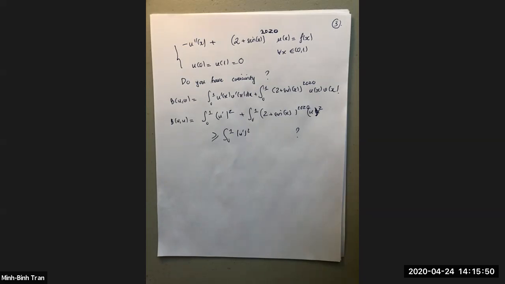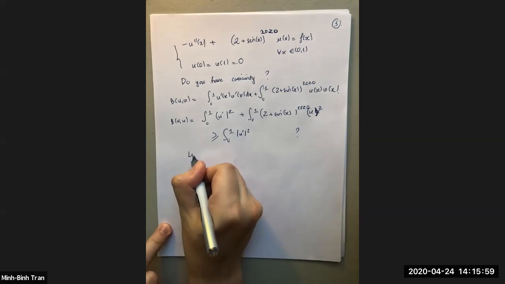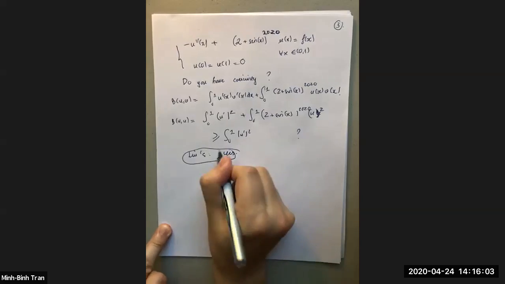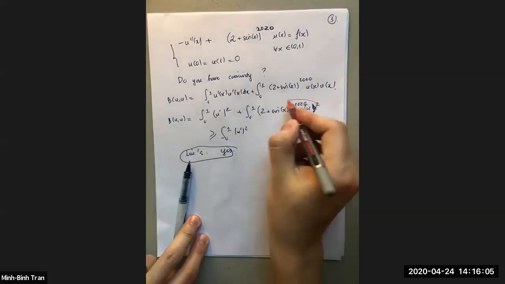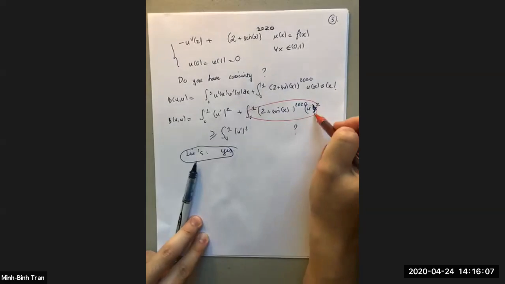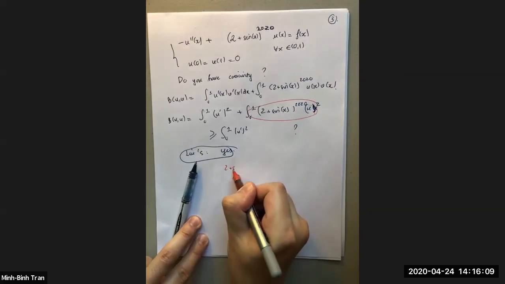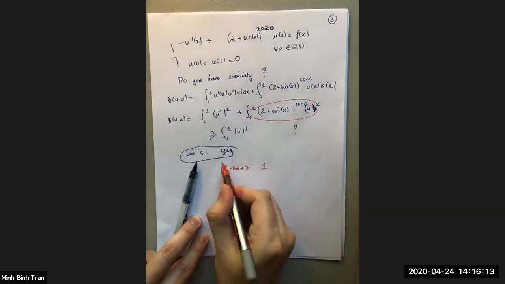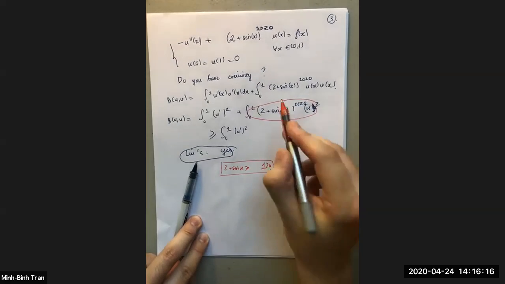Is it bigger than the integral from 0 to 1 of u prime squared? Yes, right? So Liu got it. Liu's answer is yes. And this is good because the second term is positive, right? The second term is positive because you have u squared times 2 plus sine of x, which is going to be bigger than 1, and this is strictly positive.